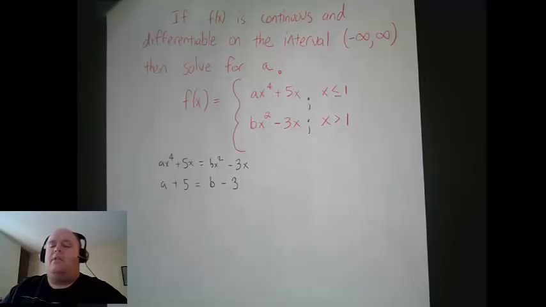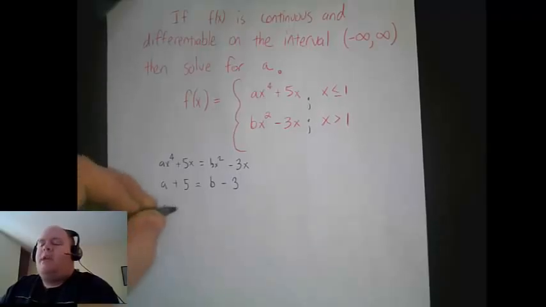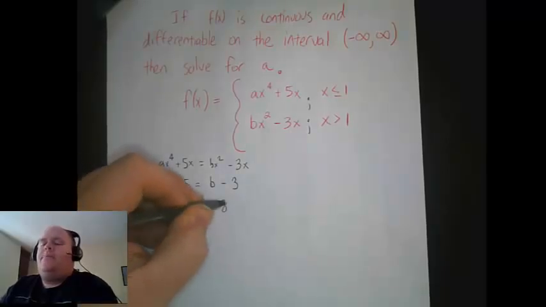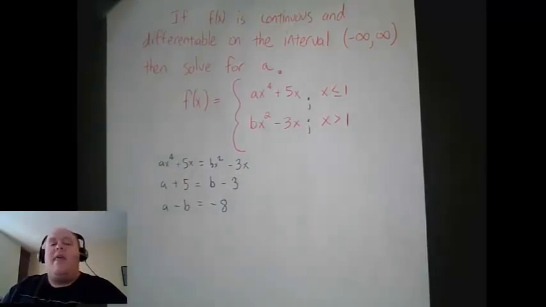We can simplify a little bit. Let's put the variables on one side and the constant on the other. If I do that, I'm going to have to subtract b, and then I'm going to subtract 5. If I do that, I should get a minus b equals negative 8. So that in and of itself is not very helpful because I have a minus b equals negative 8. There's two variables. There's only one equation. That's not something I can solve.